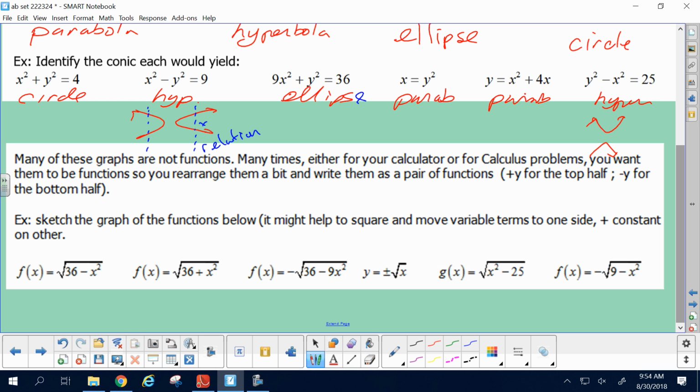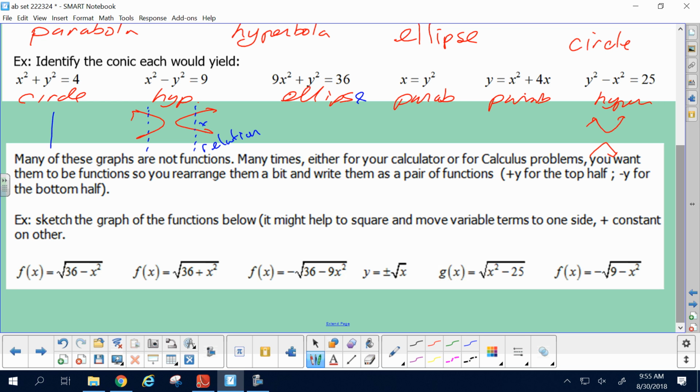A relation is an equation relationship between two variables, but it doesn't have to be, though, that for any one x, there's only one y. All right. In calculus, you often want to work with functions. So it'll be the case that you need to take this and split it and break it into two functions so that you can find the derivative at a point or find the volume when it's revolved or an area. You're going to want to rewrite this in two.